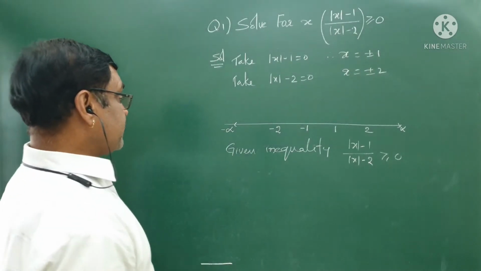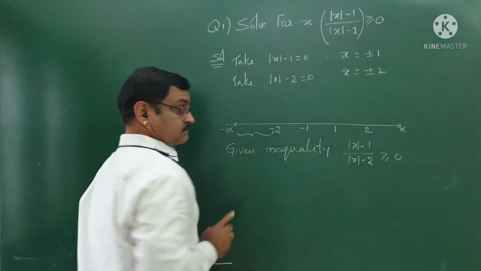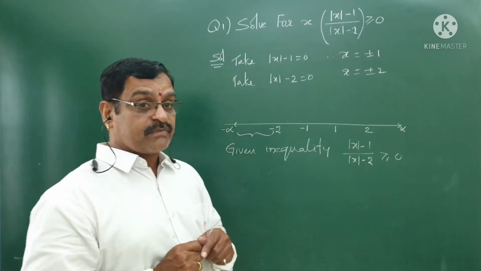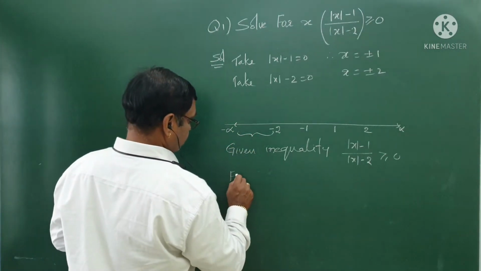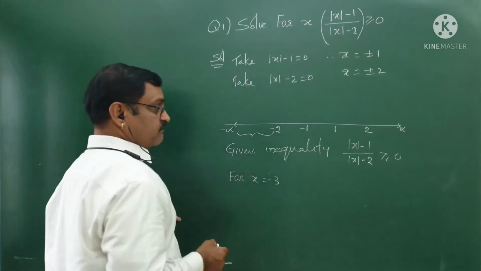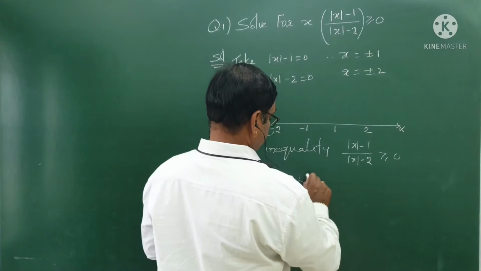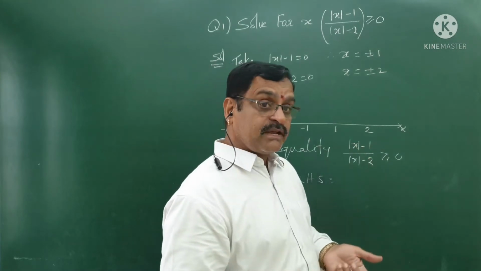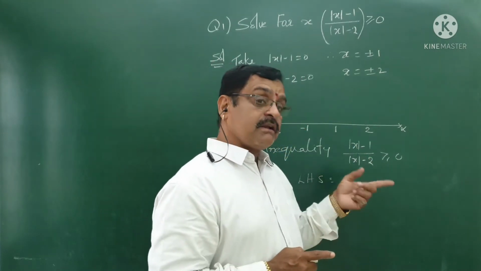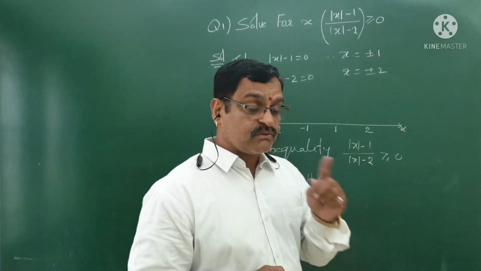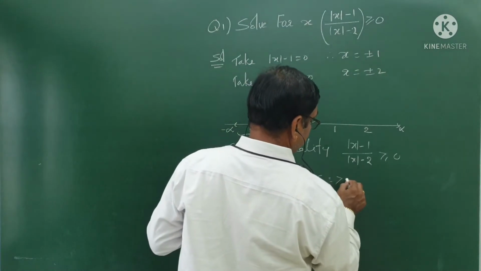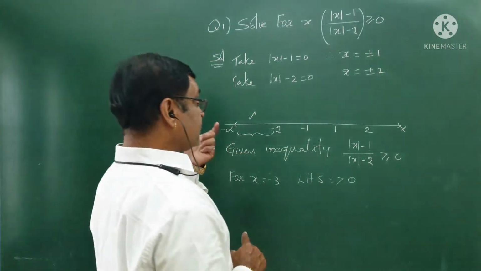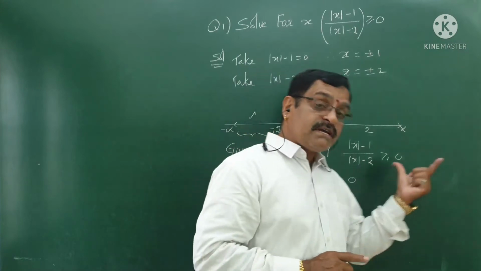Okay, now take the first interval, 1, and select any one real number from this interval. Say for example, we take minus 3. For x is equal to minus 3, if you substitute on the left hand side, mod of minus 3 is 3, minus 1 is 2, positive. Mod of minus 3 minus 2, 1, is also positive. Positive by positive is positive. Therefore, LHS is greater than 0. Therefore, we take the first interval. That means every real number from the first interval satisfies the inequality.